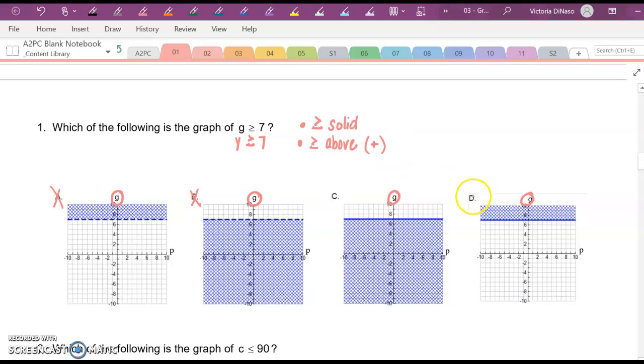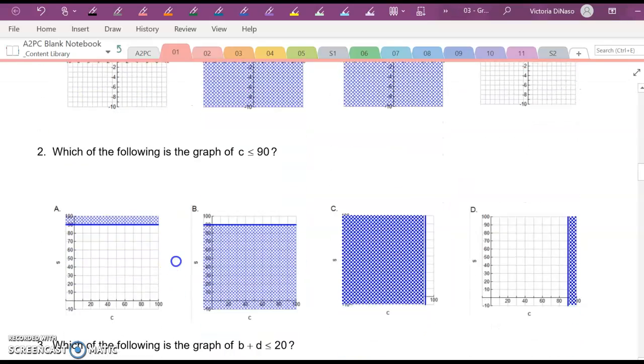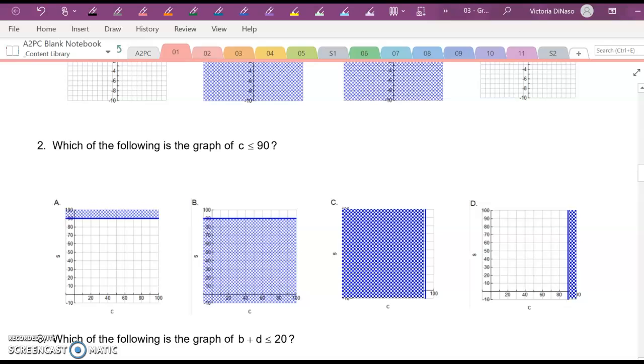So shading above the line would mean that my answer is D. So we had a line going through the y-axis at 7, shading above, and a solid line. Number 2, we have C is less than or equal to 90.